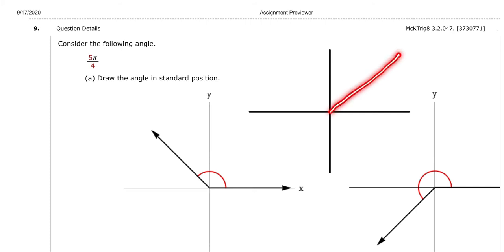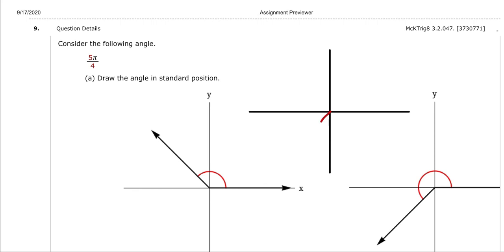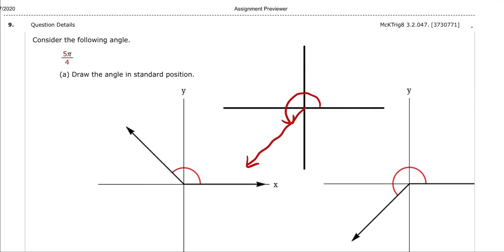So I like to go like this: 1/4 pi, 2/4 pi, 3/4 pi, 4/4 pi, 5/4 pi. So literally, every 45 degrees, I count an extra 1/4 pi. So 1/4, 2/4, 3/4, 4/4, 5/4 pi. So here's our angle. It's right there, and it's going in this direction. So it would be this choice here.